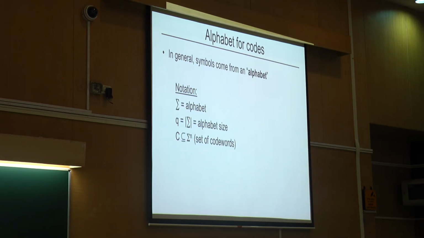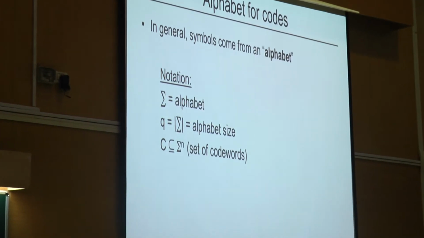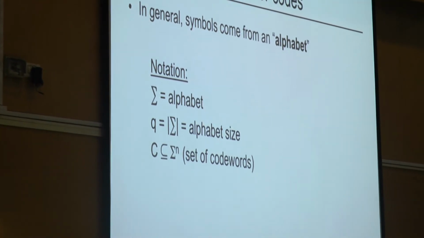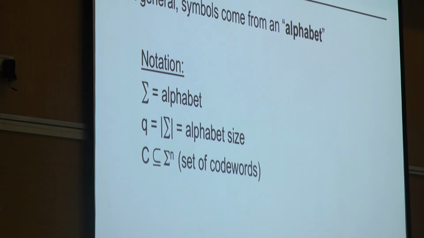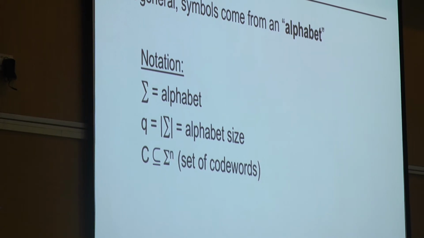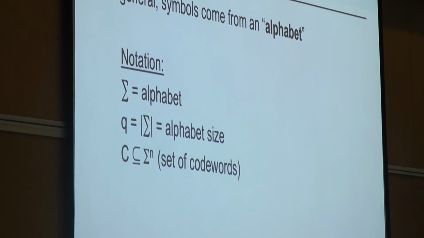Now, in general, we have been referring to symbols as bits, but symbols may come from other alphabets. We'll use the notation sigma to denote this alphabet. This is just to understand what a code is; we will not be using sigma later in the talk. Sigma is the alphabet, and q is used to denote the size of this alphabet. And a code is going to be a subset of all possible vectors of length n, where each position comes from this alphabet sigma.